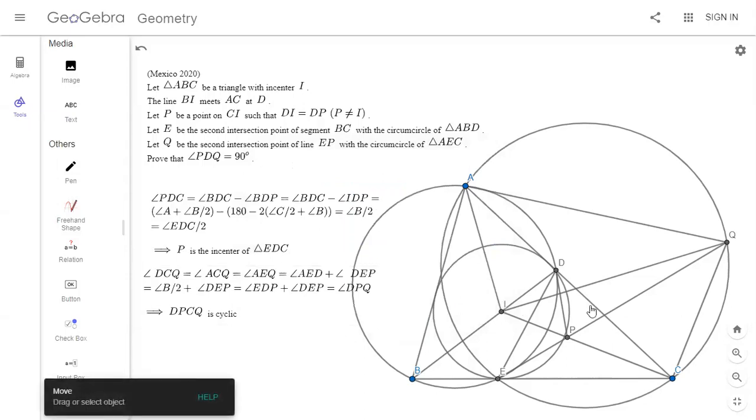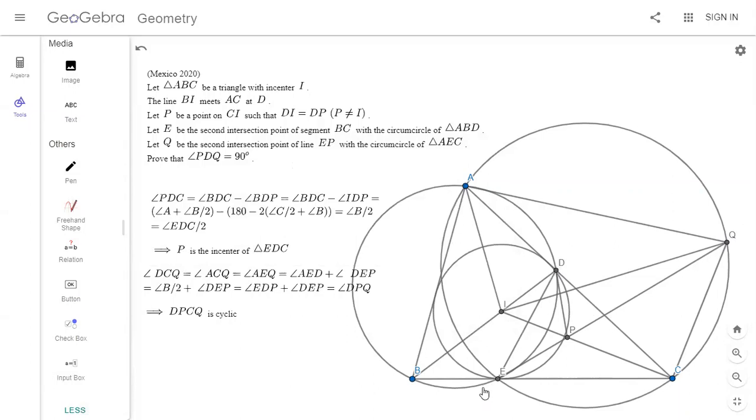I like it. So angle DCQ is ACQ, is AEQ, is AED plus DEP, and AED is B over 2, and DEP we're leaving as DEP. B over 2 is EDP. EDP plus DEP is DPQ. So DPCQ is cyclic. And that means that angle PDQ. But wait, how did we know that this was a 90-degree angle here? PCQ.